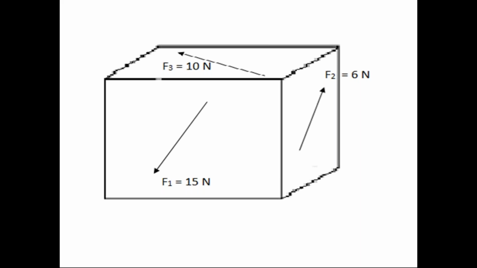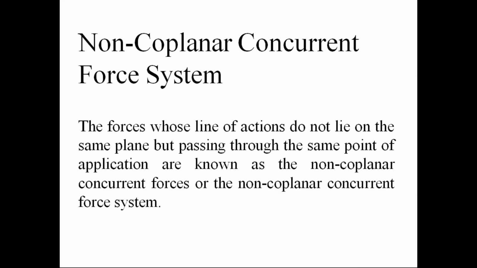So in the diagram, we have 3 forces. It is a force system. The lines of action of the 3 forces lie on different planes. So we call this force system a non-coplanar force system. Then the last one is the non-coplanar concurrent force system. Just now I explained that non-coplanar means the forces lie on different planes. Just now we discussed that concurrent means all forces are having the same point of application. So the last one is the non-coplanar concurrent force system.